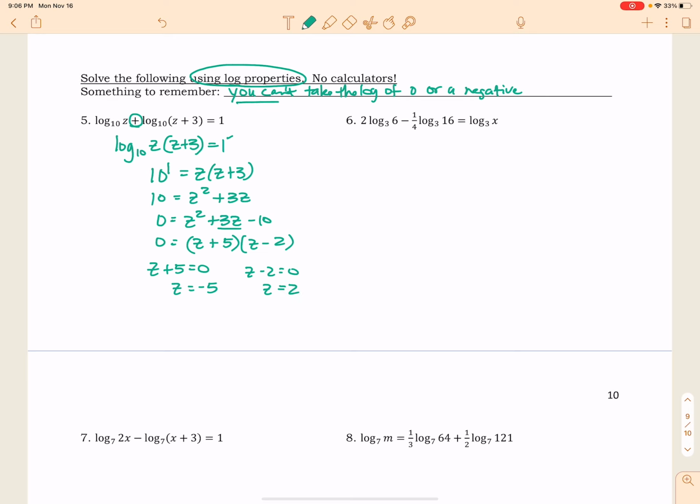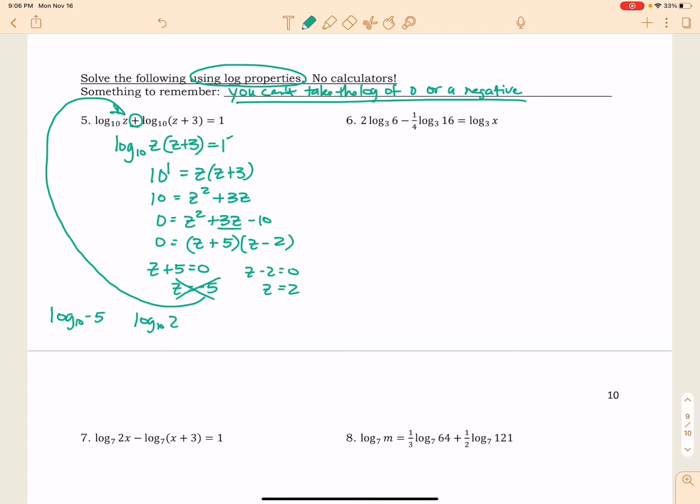Remember, we can't take the log of a 0 or a negative. So what I'm going to do is put my negative 5 up here and see what I get. I'm going to have log base 10 of negative 5. That's going to force me to take the log of a negative, so this is not going to be one of my solutions. So 2 works because I've got log base 10 of 2. That's perfectly legal. And then I would also have log base 10 of 2 plus 3, which is still a positive number. So there's my solution.